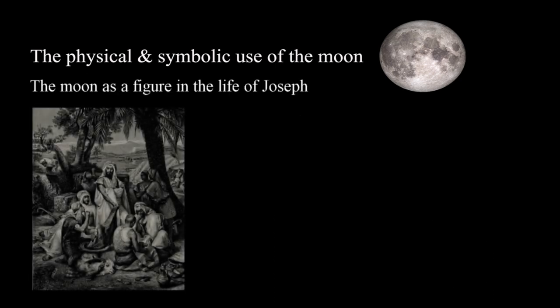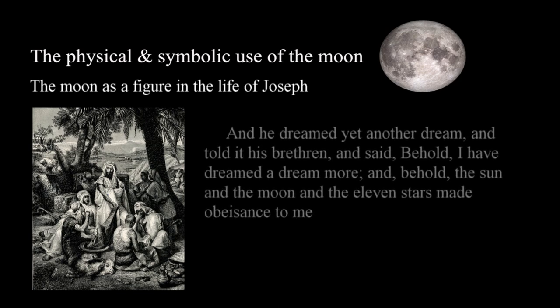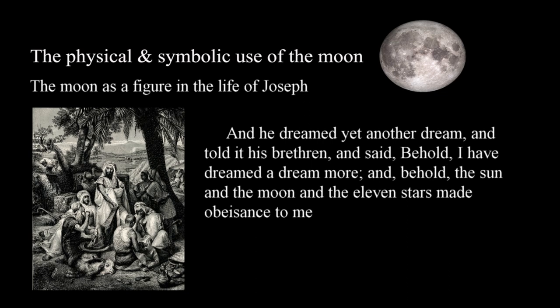The moon appears as a figurative element in the life of Joseph, the son of Jacob. "And he dreamed yet another dream, and told it his brethren, and said, Behold, I have dreamed a dream more, and behold, the sun and the moon and the 11 stars made obeisance to me," in Genesis 37:9.